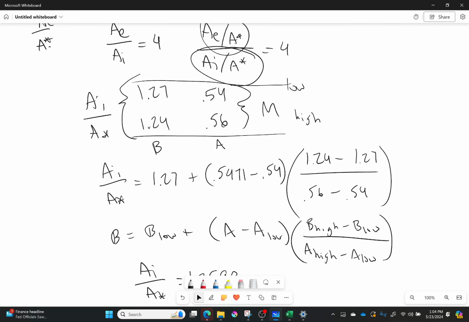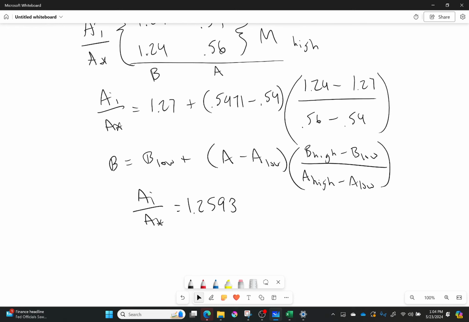Now from earlier, we realized that AE over A star is going to be 4 times AI over A star. So AE over A star is equal to 1.2593 times 4, and let's see what that comes out to be. About 5.037. Okay, so now we have A over A star. We can then use that to find my Mach number at the exit.